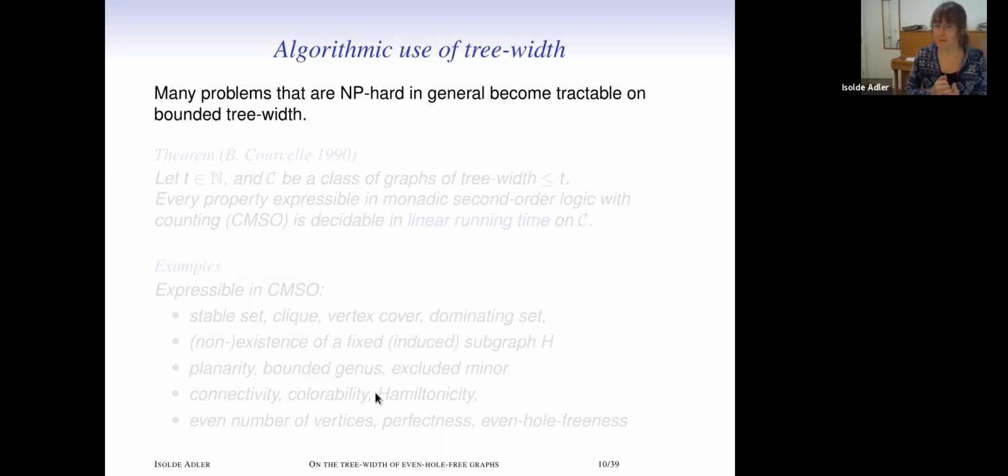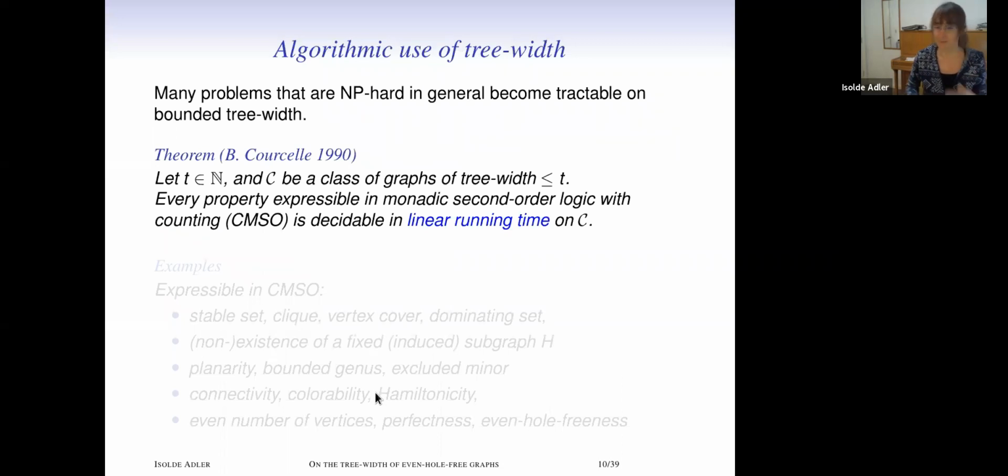And what's the algorithmic use of tree width? Why is tree width so useful? Well, many problems that are NP-hard in general become tractable on bounded tree width. And there is one very famous theorem that summarizes this quite nicely, which is by Bruno Courcelle in 1990, saying that if you have a class C of graphs of bounded tree width, then every graph property that you can express in monadic second order logic with counting is decidable in linear running time on C. And that includes many problems, some problems that are NP-hard in general and others as well.